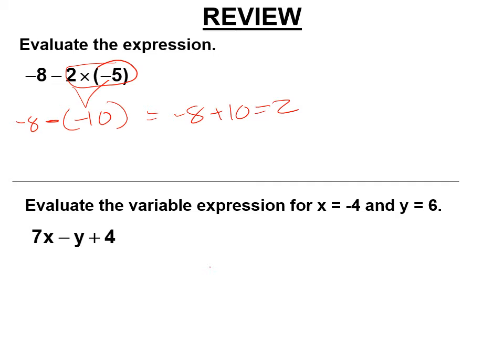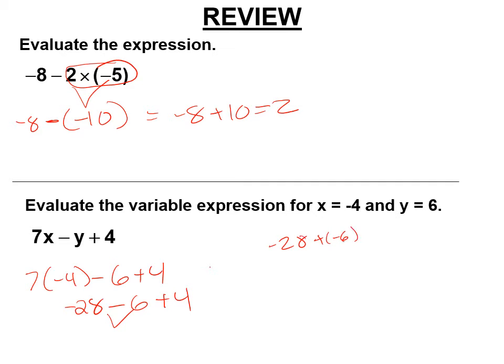Evaluate the variable expression for x equals negative 4 and y equals 6. So it's 7 times negative 4 minus 6 plus 4. We have to do the multiplying first, which is negative 28. Then we have negative 28 minus 6 plus 4. Tie, so we're going to do the one on the left. Negative 28 minus 6, same as negative 28 plus negative 6, negative 34 plus positive 4, negative 30.